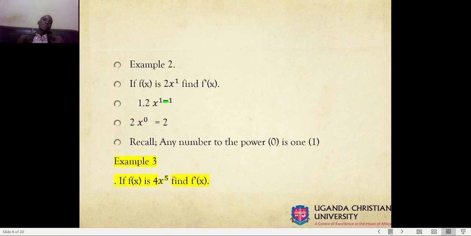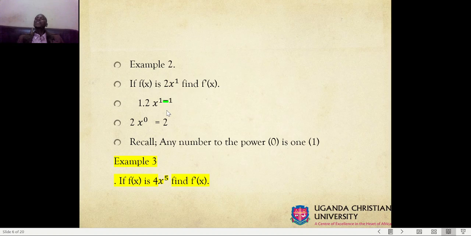Example 2. If the function of x is 2x to the power 1, of course the ideal would be having just 2x, but I just put that 1 to remind us that whenever you see, let's say 2x, that x has a power 1. Okay, has a power 1, and the rule is the same. You multiply by the power and you subtract 1 from the power. The power is 1, so you're going to multiply by 1. That's why you're seeing 1 times 2. This dot, like I said, is a times x to the power 1 minus 1.